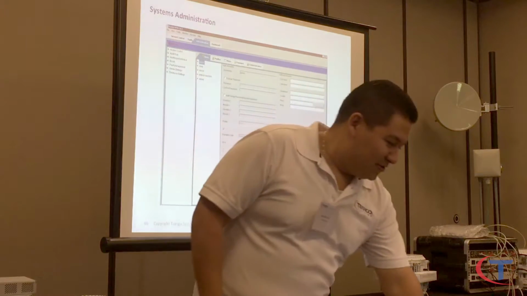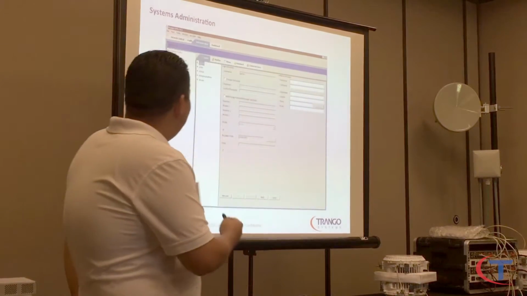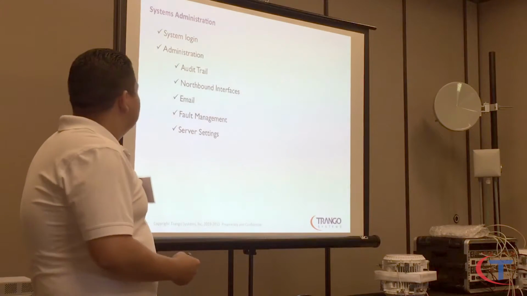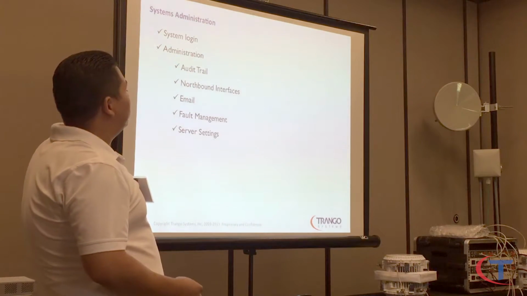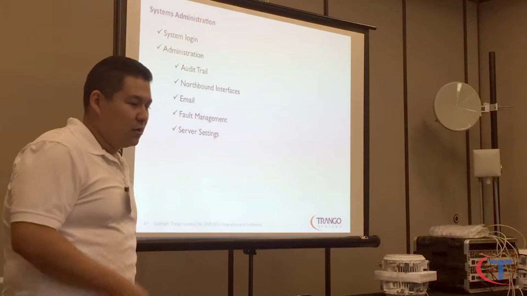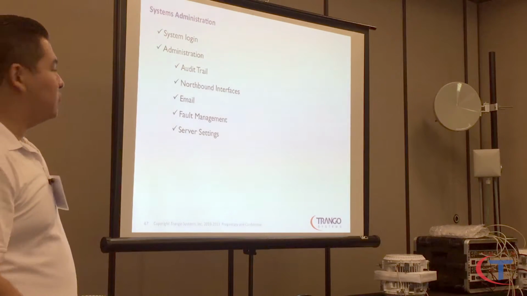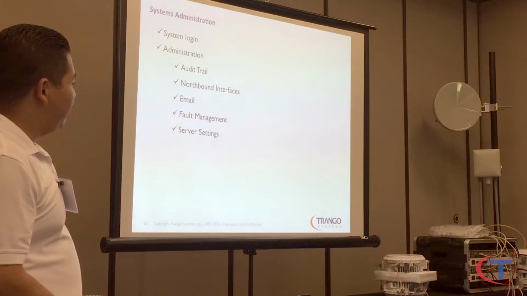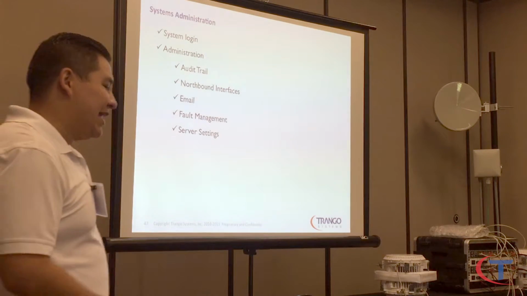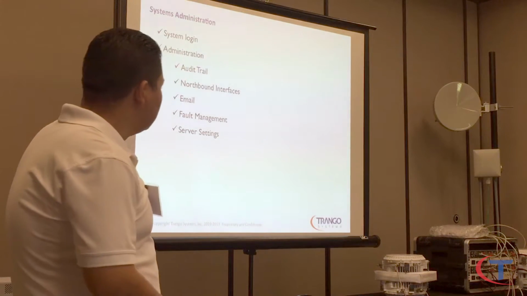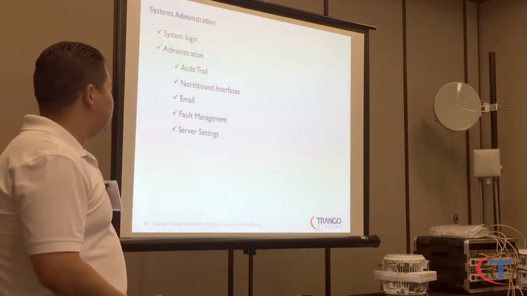So now we're going to go into system administration. There we go. System logging, administration for audit trail. So this is what happens when an alarm comes up. What can we see when it started? Does somebody acknowledge it or not? Then the Know about interfaces. So this interface can actually trigger more SNMP servers, just in case. Email server, fault management, and server settings.